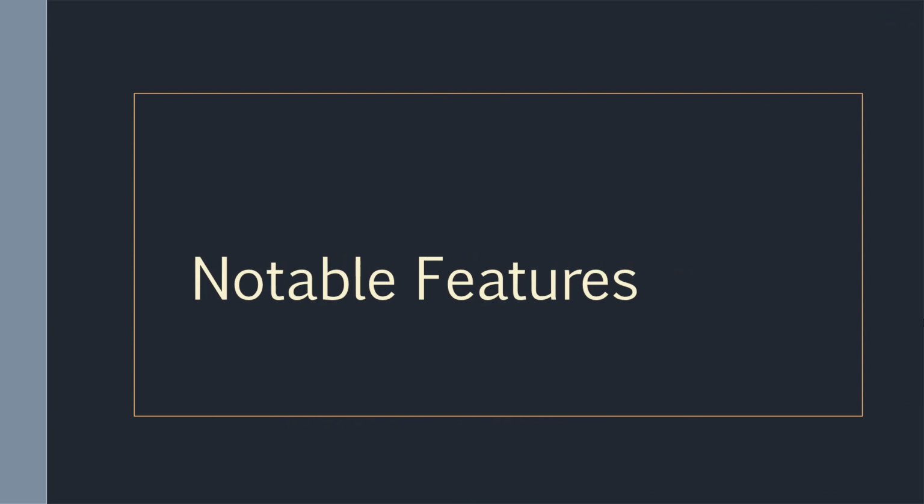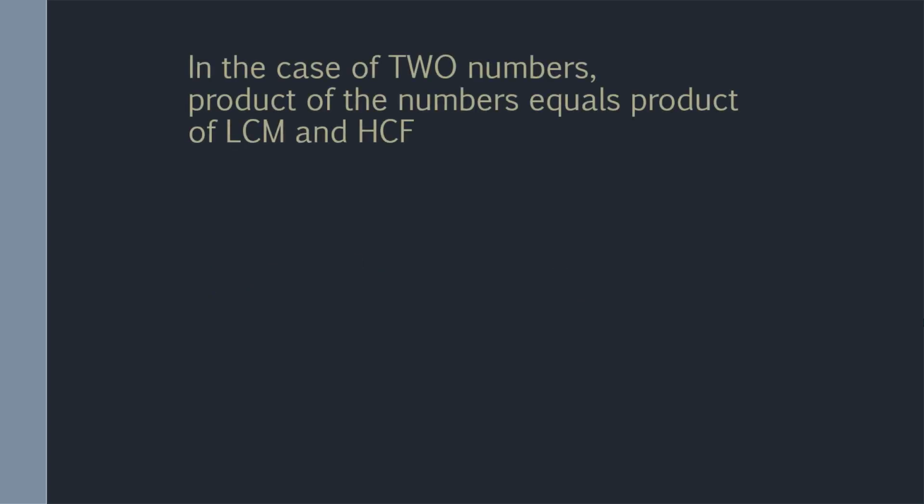Next, we will familiarize ourselves with a couple of notable features connecting LCM and HCF. First one is a specific relationship between the least common multiple of two numbers and their highest common factor. If you take two numbers, the product of the numbers will be equal to the product of their LCM and HCF. That means if A and B are two numbers, then A into B equals HCF into LCM.